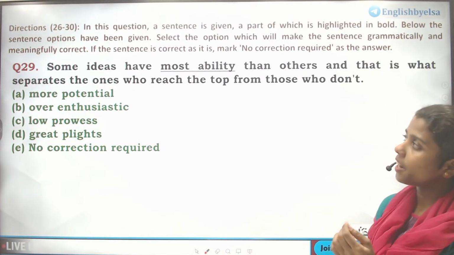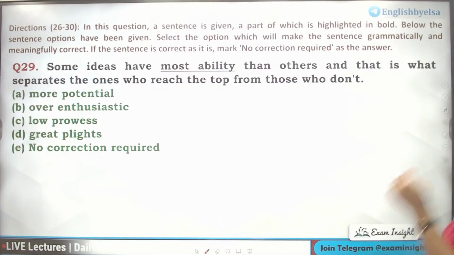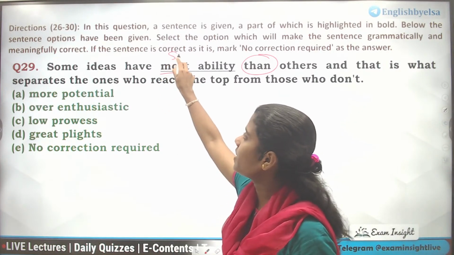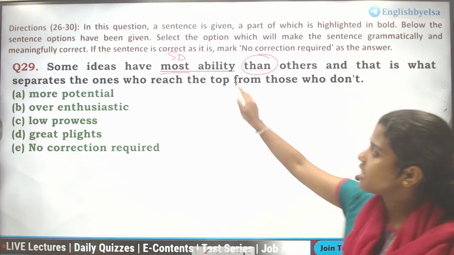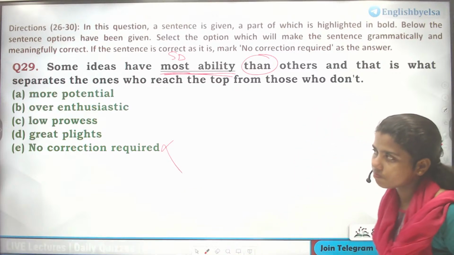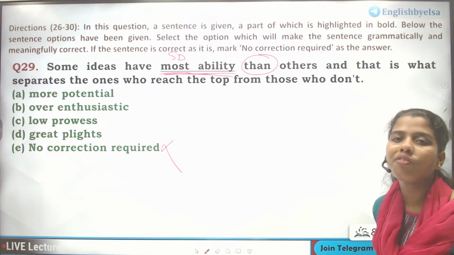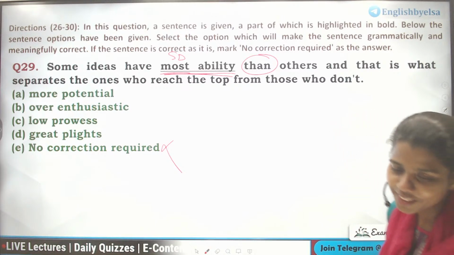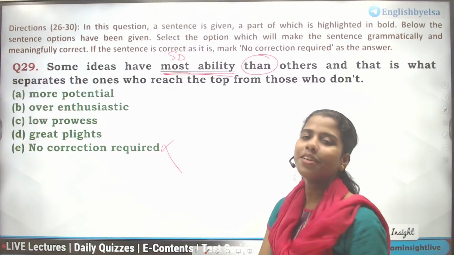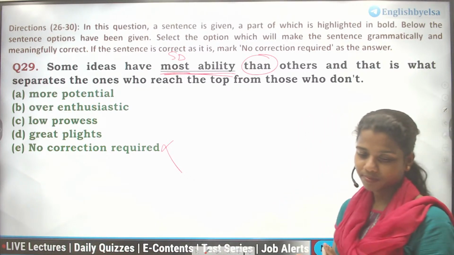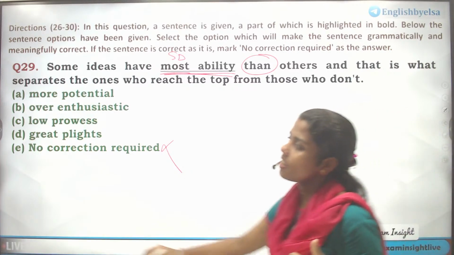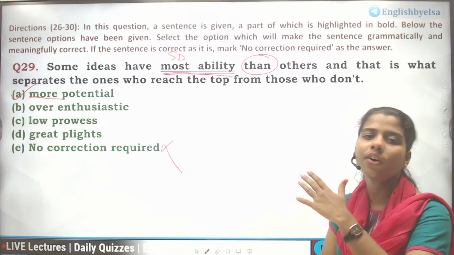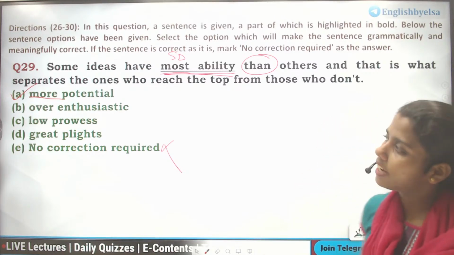Next one. Some ideas have most ability than others. First of all, I understood with this word that comparison has to take place, and here the superlative degree has been used. That means it is incorrect. Replacement is required. Comparative degree, look at the options, you will find only one comparative degree. Which is that? Tejaswini, you cannot answer like that. Only one you can answer. For question number 29, yes, more potential is the correct answer. There is only one comparative degree, and I need a comparative degree because comparison is going on in the sentence. 29, A is the correct answer.